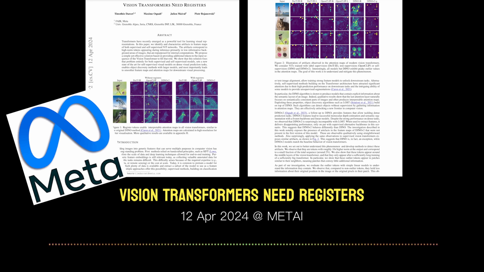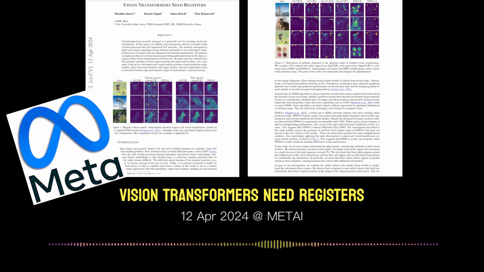Not only did adding register tokens get rid of the artifacts, but it also made the models better at a bunch of different tasks, like image classification, object detection, and even semantic segmentation. So it wasn't just a quick fix. It actually made the models better at what they do. Exactly. And the fact that this small change can have such a big impact really shows how well these researchers understand how these models learn and process information.